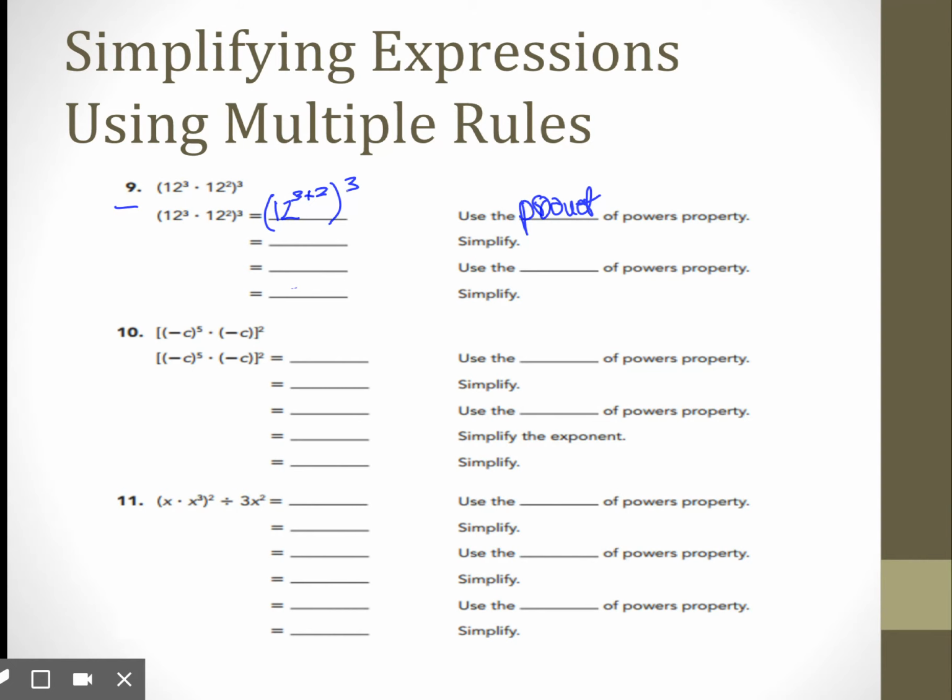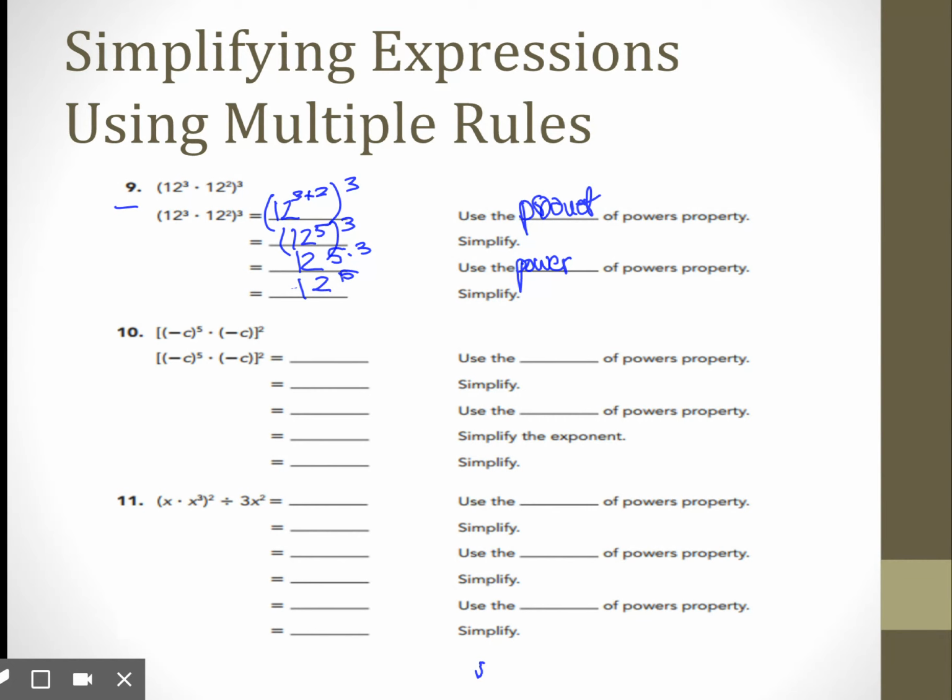So I'm going to simplify that, and I'll have 12 to the 5th power inside of my parentheses, and the 3 is still on the outside. That is the simplified version after the first step. And now I will use the power of a power property. And that tells me I'm going to keep, again, my base of 12 and multiply my two exponents this time, 5 times 3. So 5 times 3 is 15. So simplified, that becomes 12 to the 15th power.